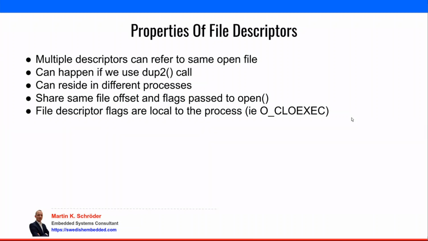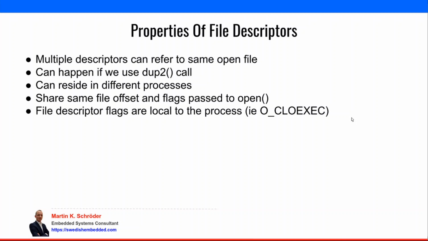They can point to the same file. They share the same file offset and flags that are passed to open. So if they're pointing to the same open file structure, they are going to share the same flags, because the flags are stored in that open file structure, and the file descriptors are just pointers to the same open file structure. So when you do a dup2, you're not actually opening a new file. You're just duplicating the descriptor.